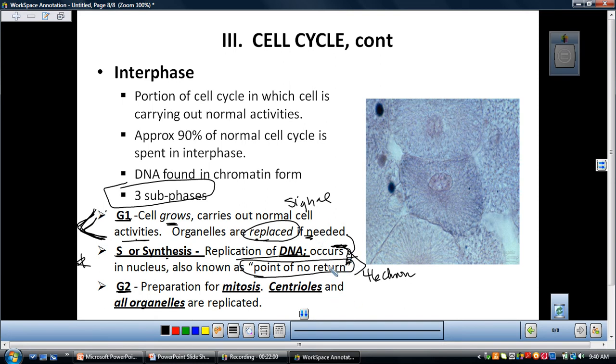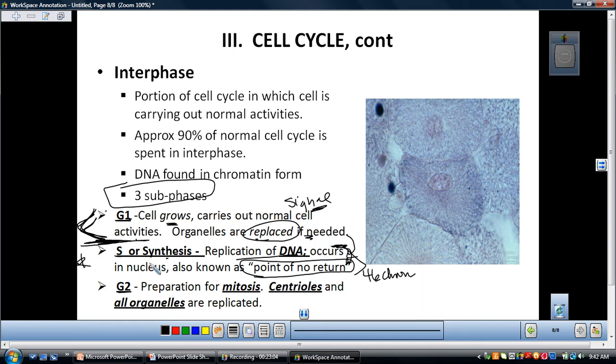It's going to go into S, it's going to go into G2, and then it's going to go into mitosis. So that's why it's nicknamed the quote-unquote point of no return. But like I said, that point of no return checkpoint is about right here. It's between G1 and S. So it takes a signal that tells the cell to do that.